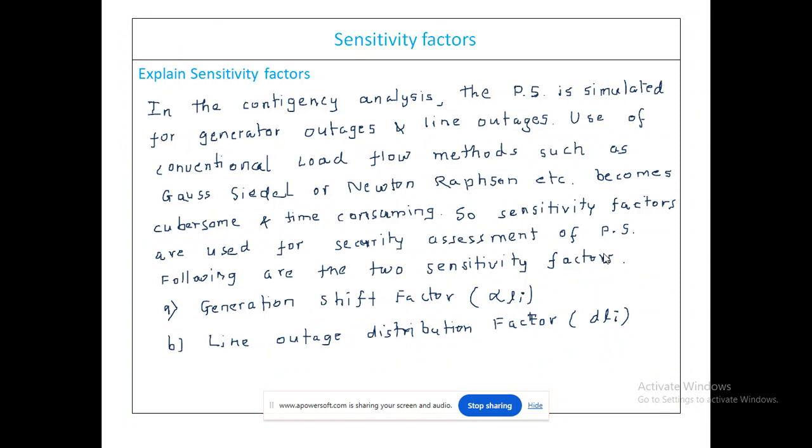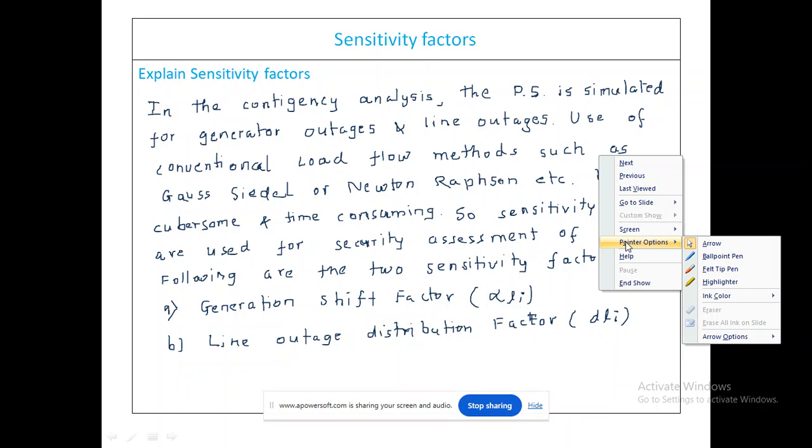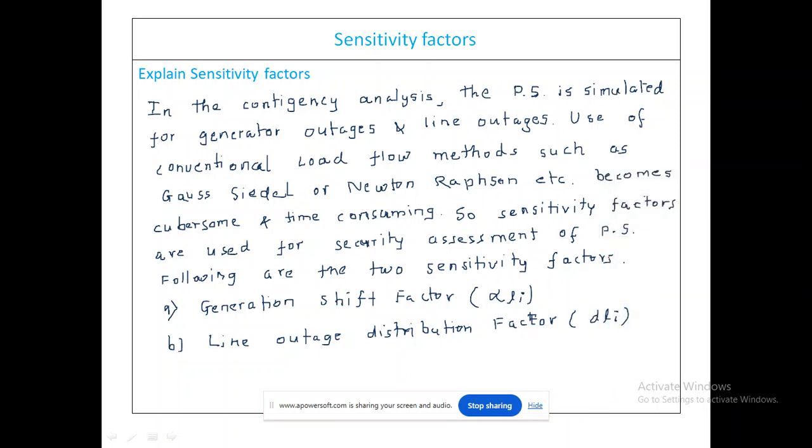Welcome to this video. In this video, we shall deal with the contingency. We shall learn the sensitivity factors in respect of power system security analysis.